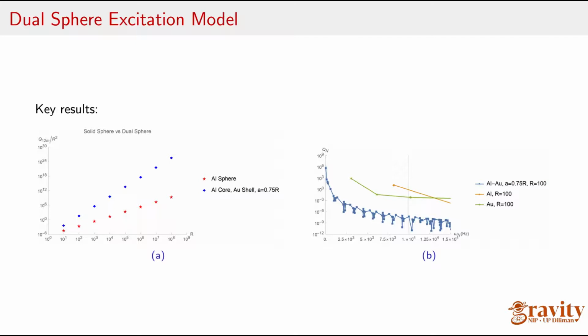In the plot to the right, it shows that an equally sized dual sphere has a much higher Q factor, and the natural frequencies of the normal modes occupy the 200 to 10,000 Hz range. This effectively makes a sufficiently sized dual sphere a good complement to LIGO.